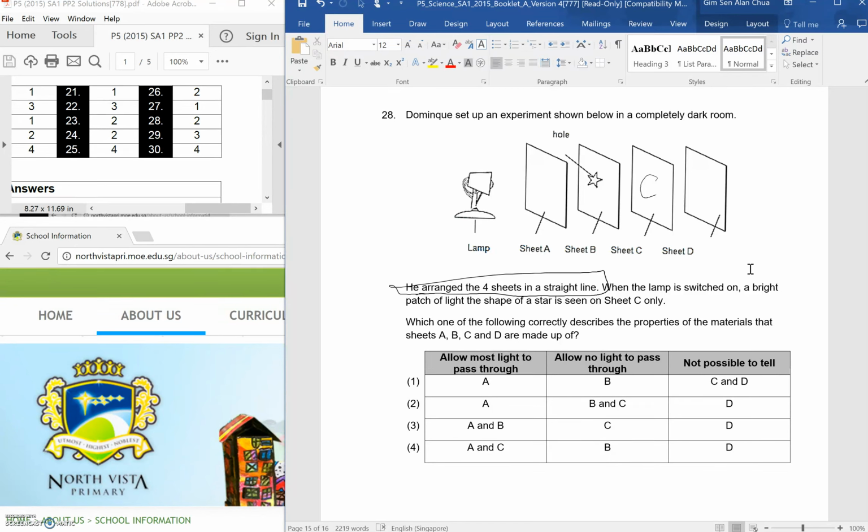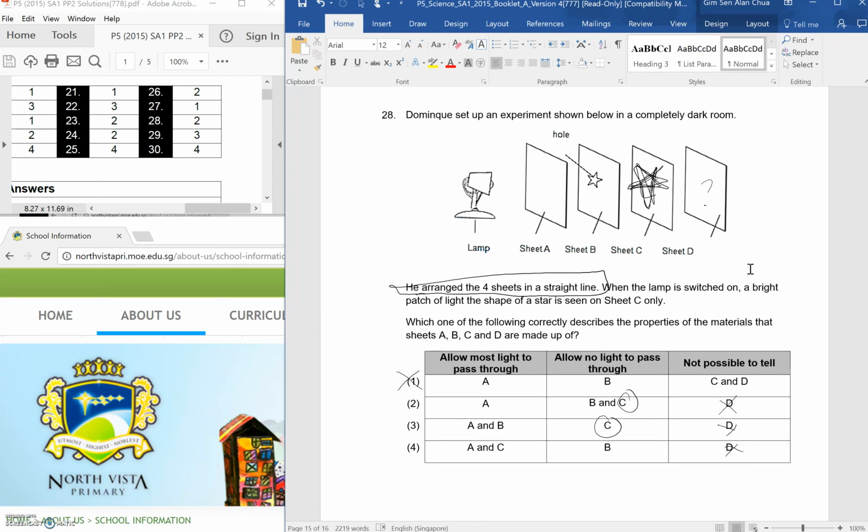Which of the following describes the property? Obviously C, if it allows the star to be shown, maybe I draw a star instead, that must mean that it is opaque, doesn't allow light to pass through. C doesn't allow. So D, not possible to tell, means we don't know whether it allows or not. Number 1 is wrong because we can tell that C actually has no light passing through.